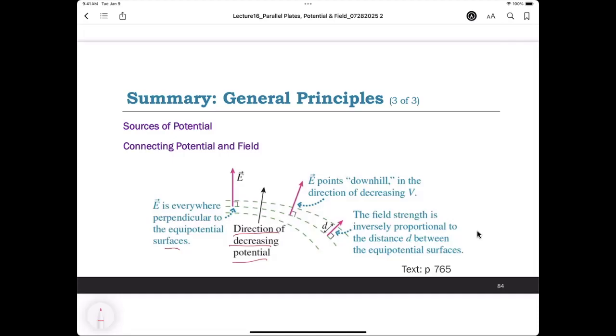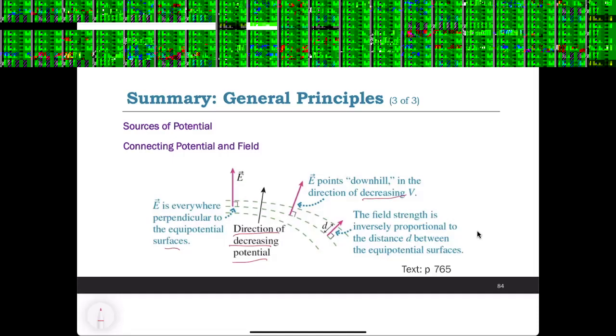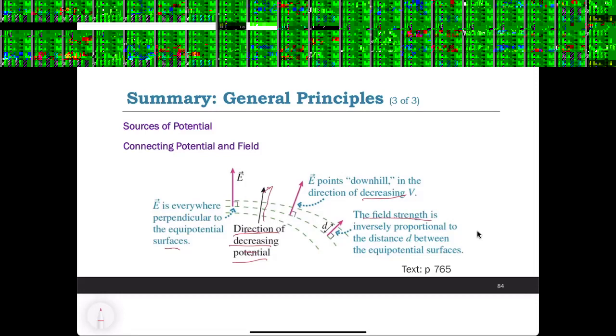The electric field points downhill, in the direction of decrease in V, which means the direction of decreasing potential. The field strength is inversely proportional to the distance d between the equipotential surfaces. We talked about this in this class, and you can review it.